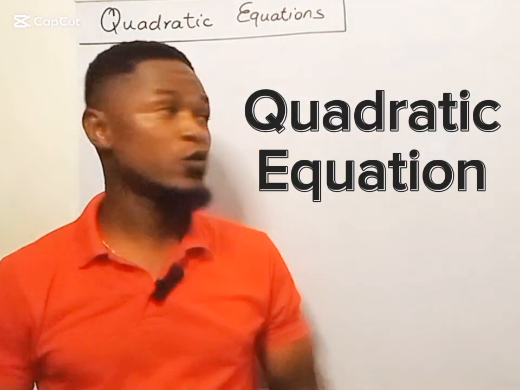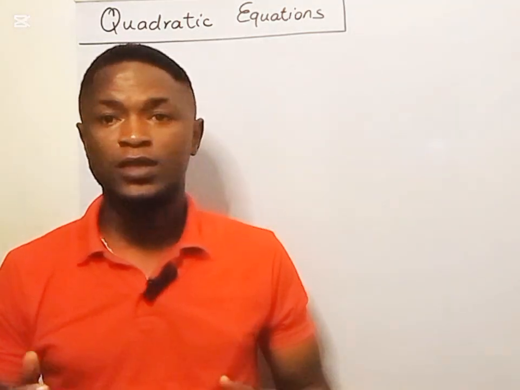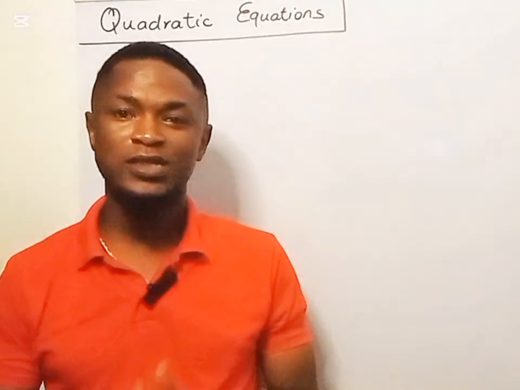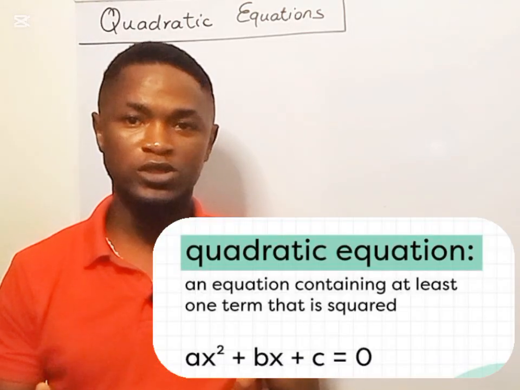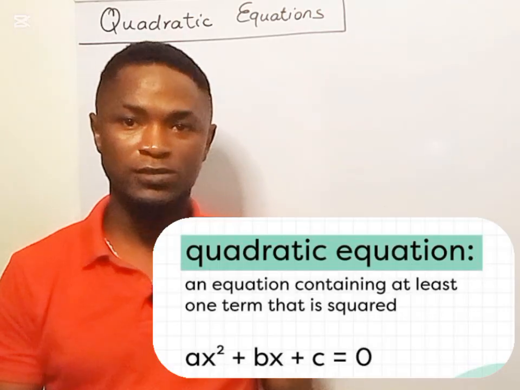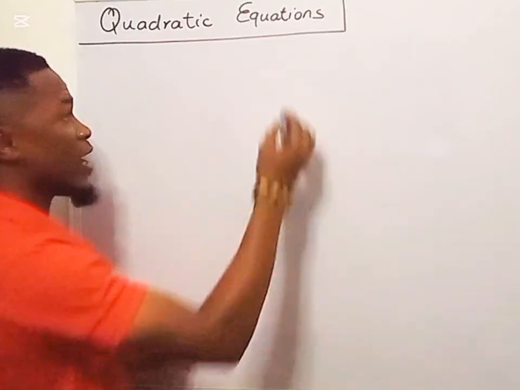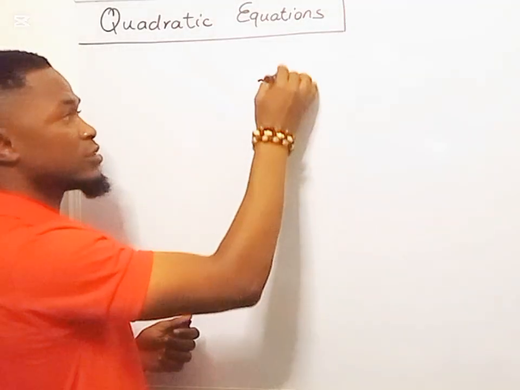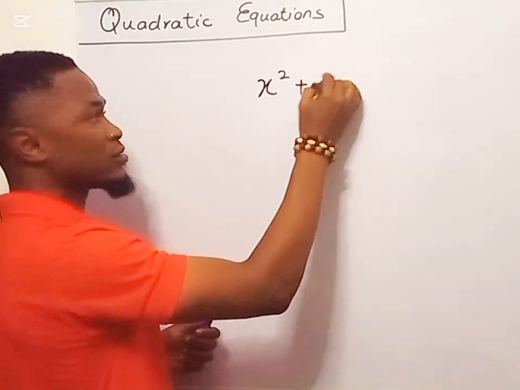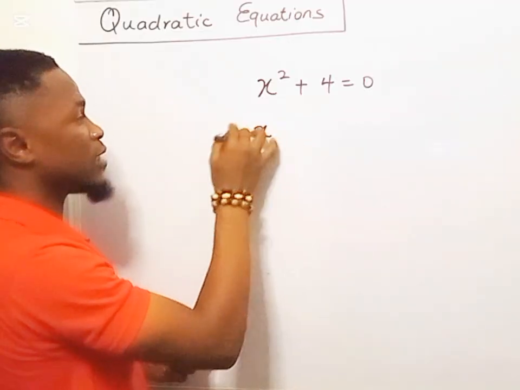Alright, quadratic equation. Let me quickly talk about quadratic equations today. A quadratic equation is simply an equation where the highest power of the unknown is squared. What do I mean? If you have an equation where x is squared, maybe something like this, this is a quadratic equation, or something like this.